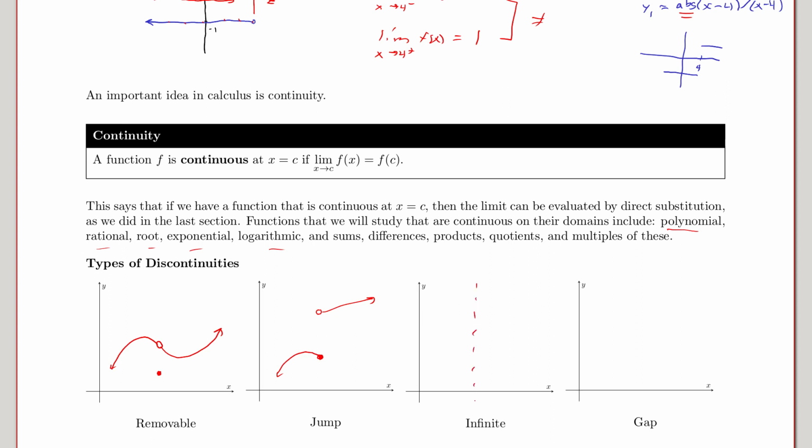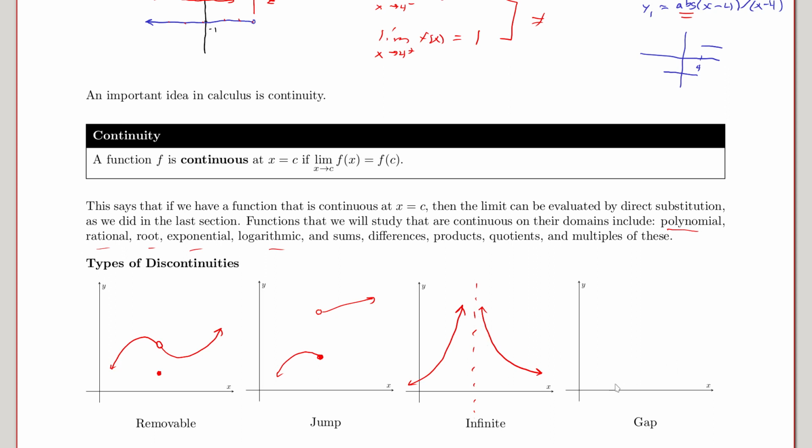An infinite discontinuity is one where you have something with asymptotic behavior. So even though in this case we would say the limit was positive infinity, there's still clearly a discontinuity. We're jumping across that asymptote.